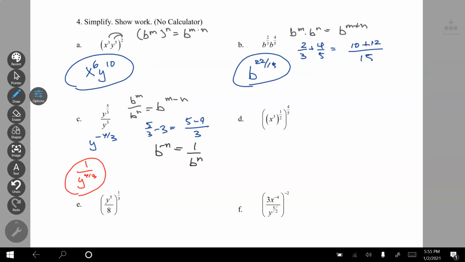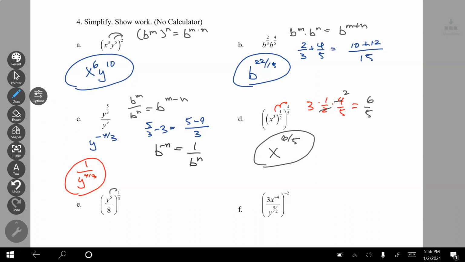And then over here, well, I could just multiply all these exponents. So 3 times a half times 4 over 5. And I do my canceling a little bit. I realize this becomes a 2. I get 6 over 5. I get x to the 6 over 5 as my result.